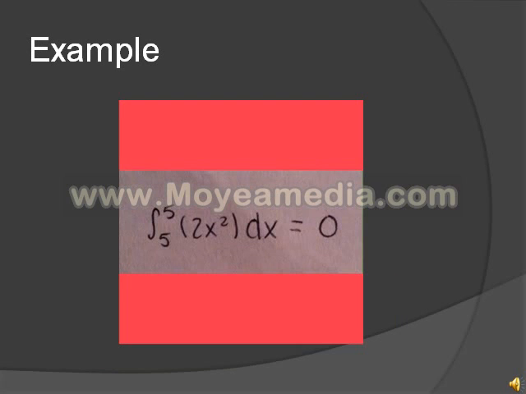The zero property means that the integral from a to a of f of x dx is 0. So basically, the integral from any number to itself would be 0. Using the zero property, the integral from 5 to 5 of 2x squared dx would be 0.